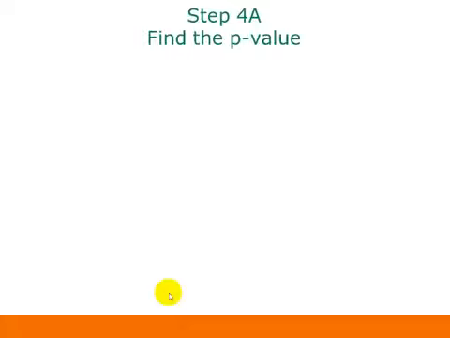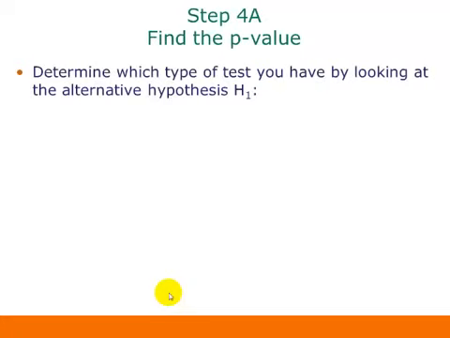Now step 4 is broken into 2 parts. Part A is to find the p-value, and this is a different p than the other p's we've talked about. I know it gets confusing with all the p's in this class. So the first part of this is to figure out which type of test you have by looking at the alternative hypothesis, H1.